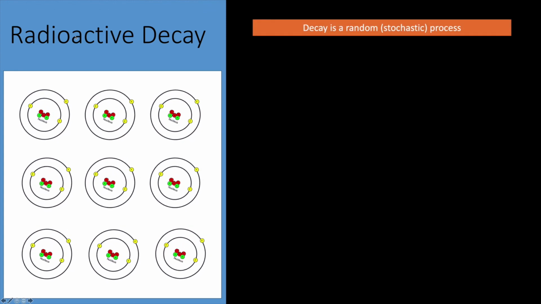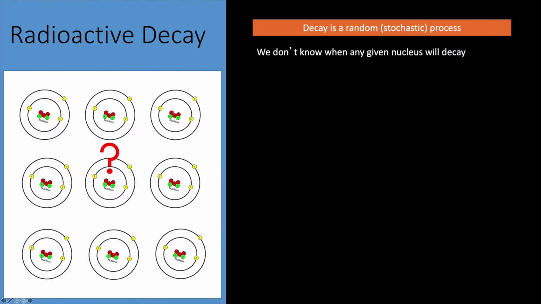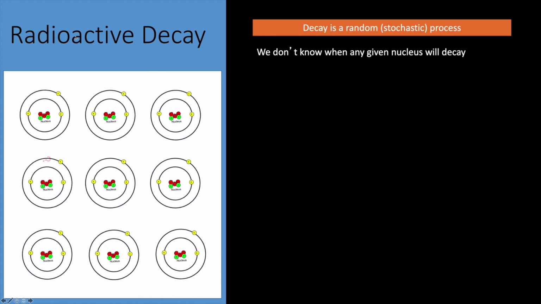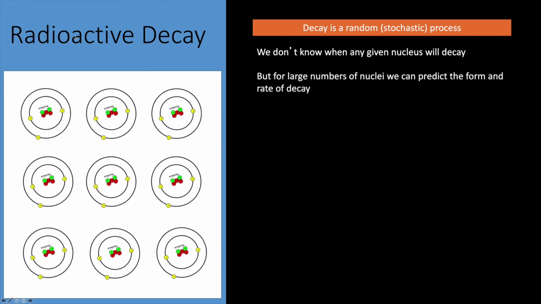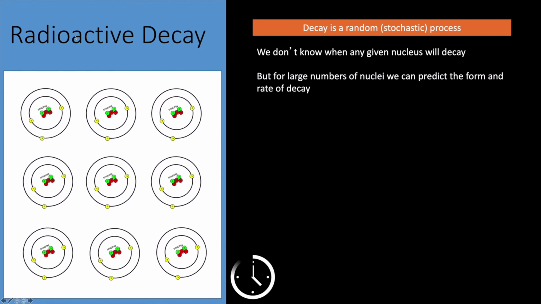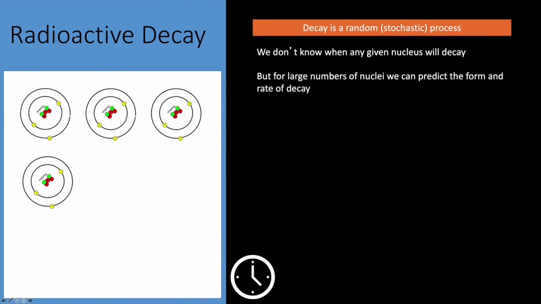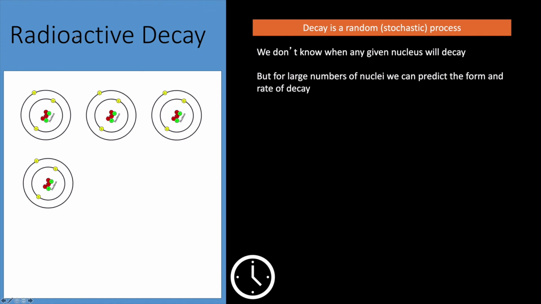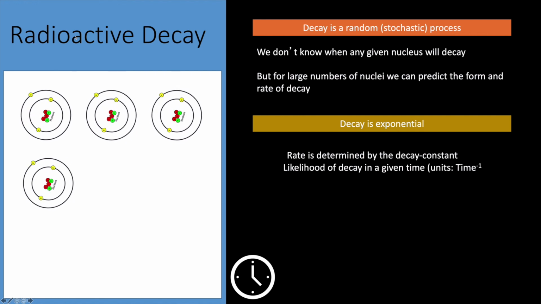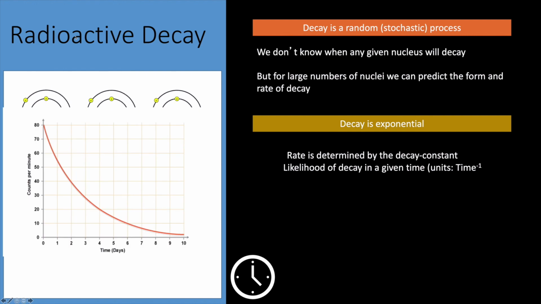Decay is a random process in that I do not know which nucleus is going to decay at any one time. But for large numbers of nuclei, we can predict the form and rate of decay. So over a set period of time, I might be able to predict what proportion of these radioactive nuclei are going to decay. And this is because decay is exponential. The rate is determined by a decay constant, i.e. the likelihood of decay in a given time. And it's a bit of a curve like this.